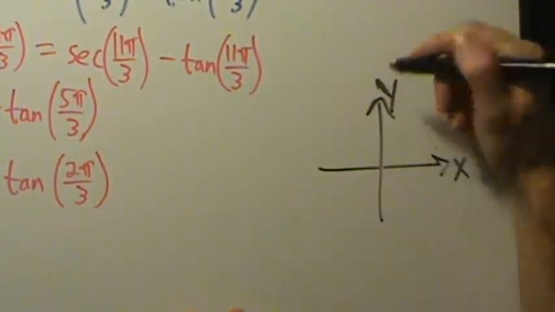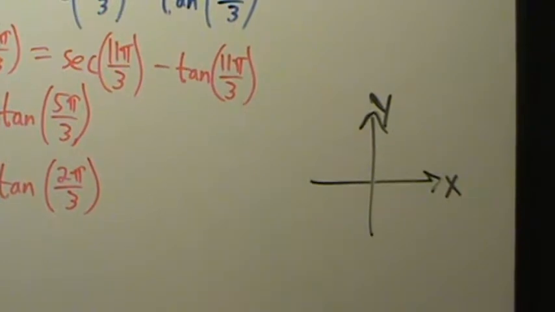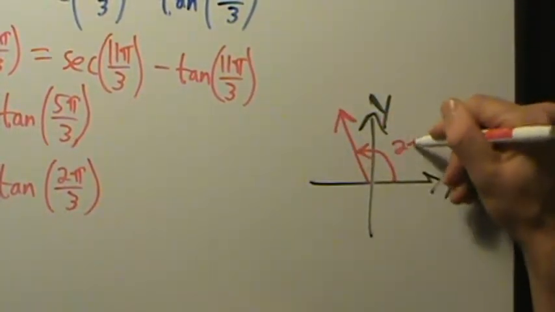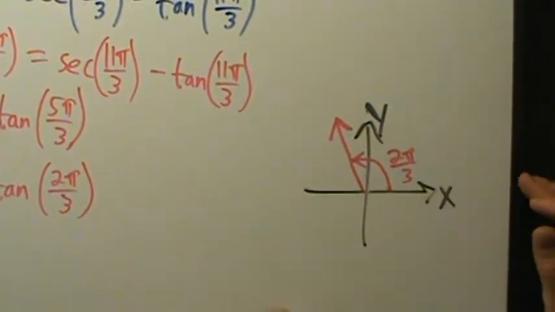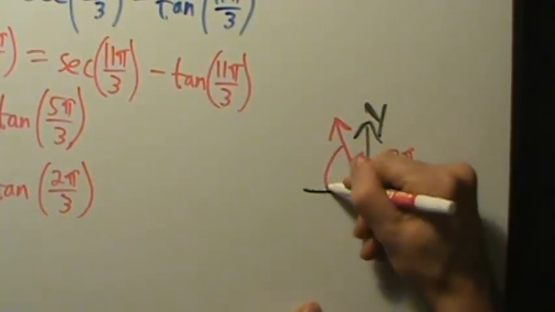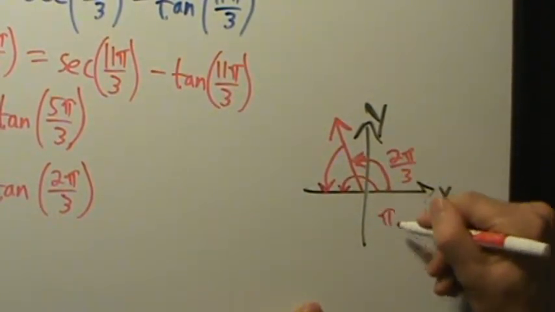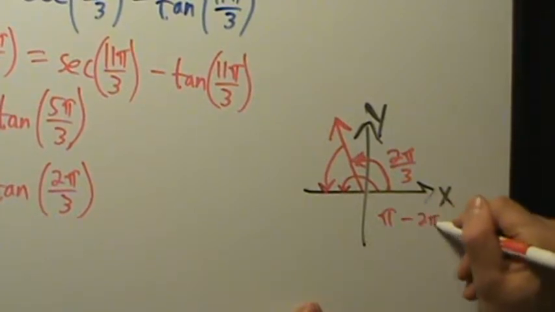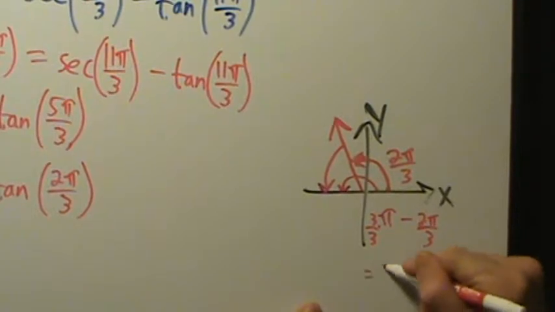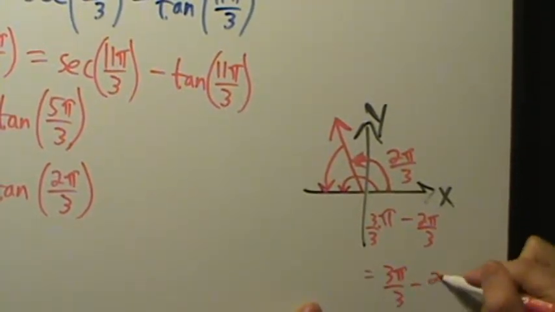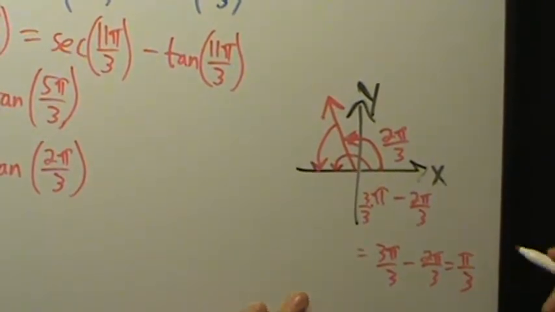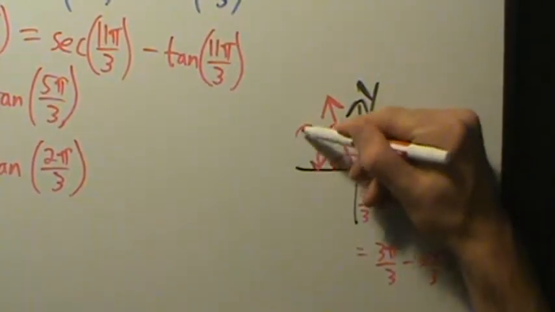So x-axis, y-axis, let's draw 2 pi over 3. So 2 pi over 3 is up here. Okay, so here's 2 pi over 3. How do we get the reference angle for something in quadrant 2? Well, we take pi, subtract off this piece, and then we get our reference angle here. So pi minus 2 pi over 3. Okay, multiply pi by 3 over 3 for a common denominator. So this is 3 pi over 3 minus 2 pi over 3, which is pi over 3. Okay, so that's how we show that the reference angle is pi over 3.